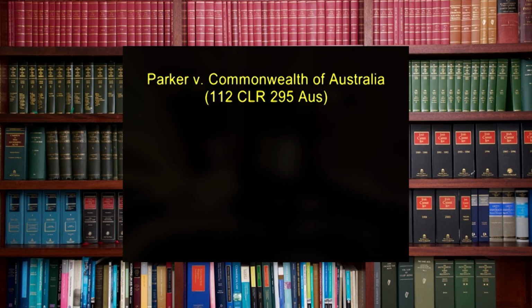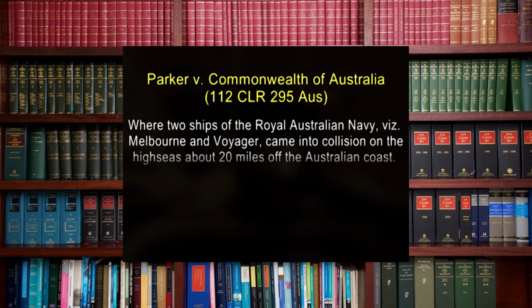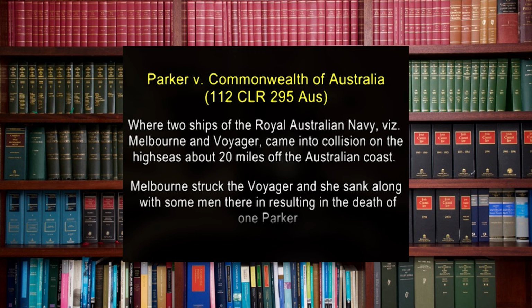Friends, last but not the least, it would be interesting to note that in Australia also this doctrine of sovereign immunity has been ignored, as can be seen from the decision in Parker versus Commonwealth of Australia, where two ships of the Royal Australian Navy, viz. Melbourne and the Voyager, came into collision on the high seas about 20 miles off the Australian coast. Melbourne struck the Voyager and she sank along with some men therein, resulting in the death of one Parker.